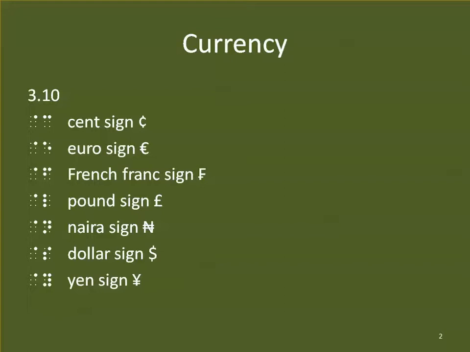The cent sign, they all start with .4, and some of them are derived from earlier symbols, but they all start with either the letter that they start with, or in the case of the dollar sign, what they look like. So the cent sign is .4c, euro sign is .4e, the French franc sign is .4f, pound sign is .4L. .4n is the Naira sign. Our new dollar sign is .4s, and the yen sign is .4y.